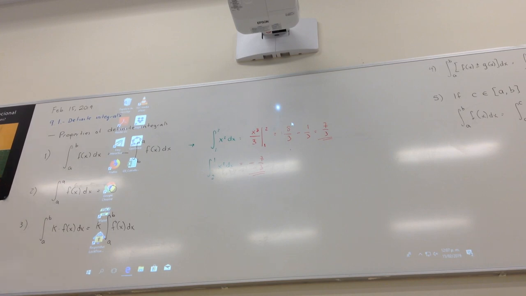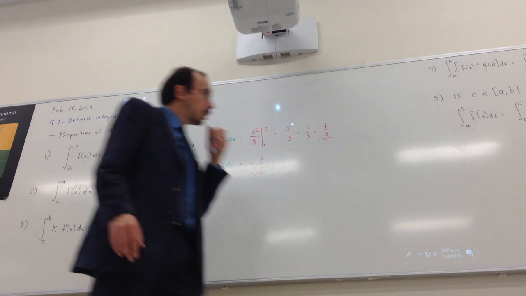Number three, same one as we did with the indefinite integral. When you have a coefficient on the function, you can just put the coefficient outside the integral. Okay? If necessary, but it's not mandatory. Sometimes it's needed, sometimes it's not. It depends on the process that you're doing.